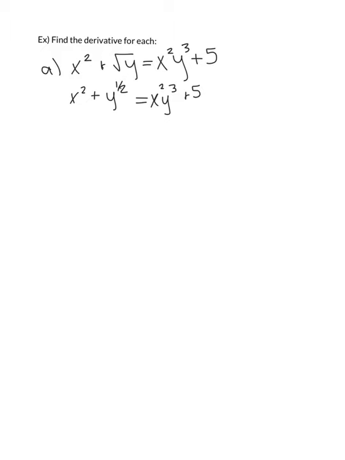So the derivative of x squared is just 2x. And the derivative of y to the 1/2 is 1/2 y to the negative 1/2. But I didn't derive with respect to x here, so I need to make sure that I'm putting a dy by dx beside that.